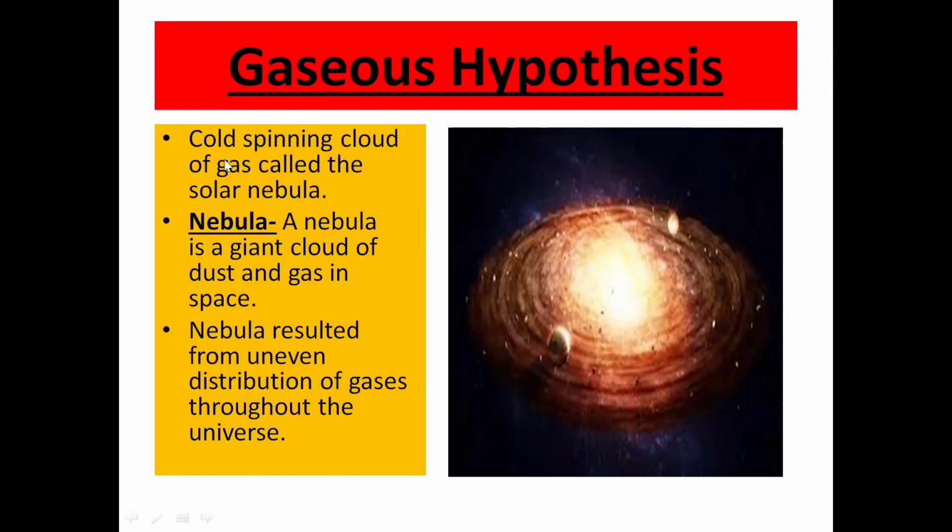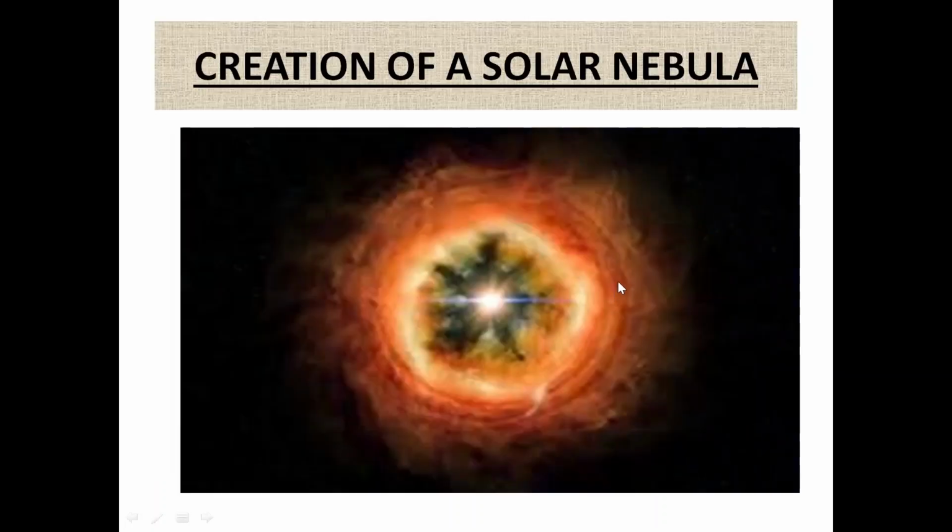Immanuel Kant assumed that there is a cloud made up of gases and dust, and it is cold in nature. There is a cold spinning cloud of gas and dust, and it is rotating or spinning constantly. And this cloud is known as the nebula. So what is a nebula? Nebula is a giant cloud of gases and dust in space. And from where did this nebula result? After the Big Bang, the nebula resulted from uneven distribution of gases throughout the universe.